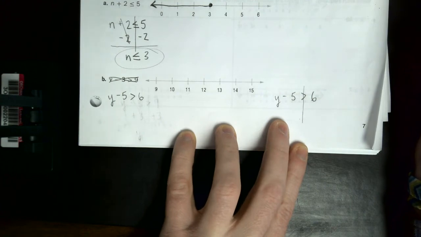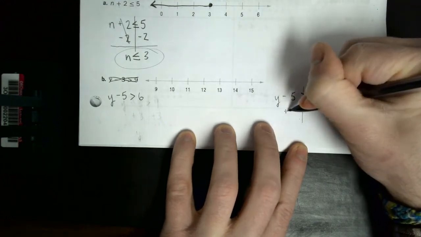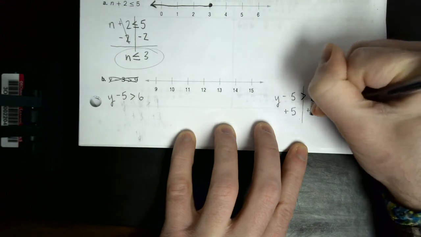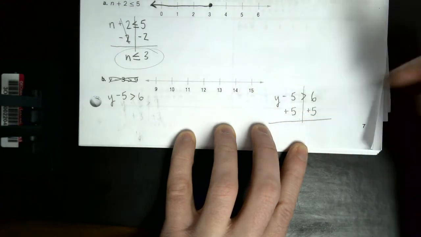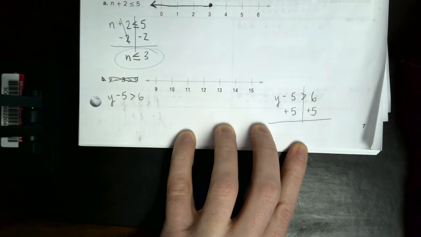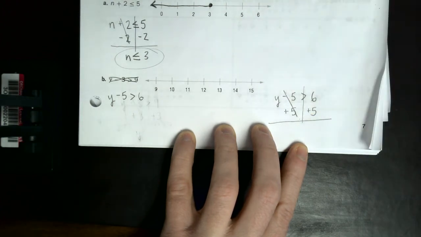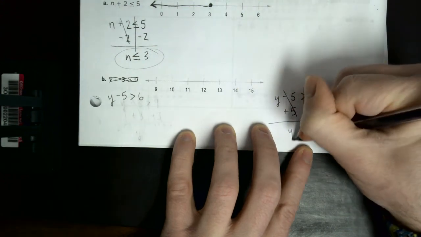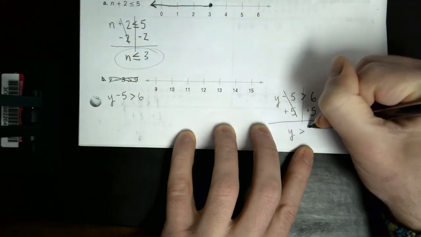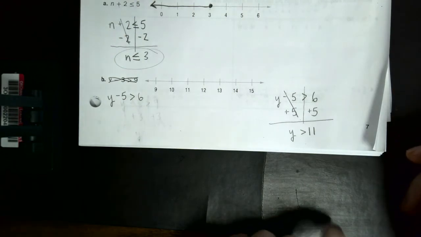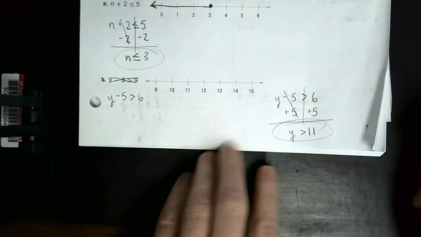We have to get rid of the minus 5 by doing a plus 5. Do plus 5 on both sides. Minus 5 plus 5 cancel out, and we get y has to be greater than 11. Y has to be greater than 11. There's our solution right there.